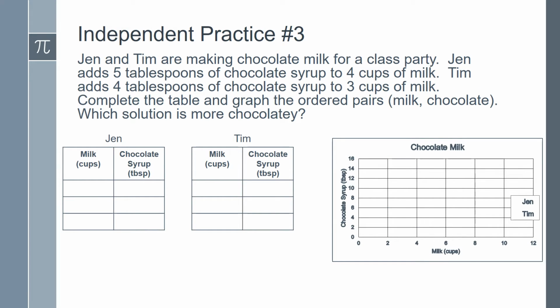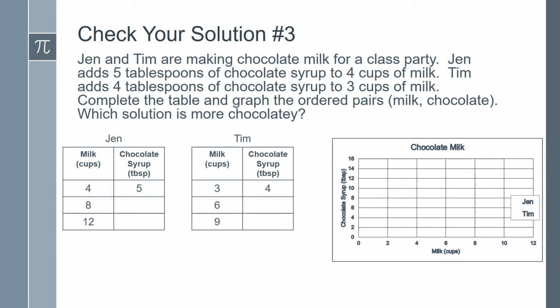Independent practice number 3. Jen and Tim are making chocolate milk for a class party. Jen adds 5 tablespoons of chocolate syrup to 4 cups of milk. Tim adds 4 tablespoons of chocolate syrup to 3 cups of milk. Complete the table and graph the ordered pairs, with milk on the x-axis and chocolate on the y-axis. Which solution is more chocolatey? Now is a good time to pause this video and work on this problem if you have not done so already.